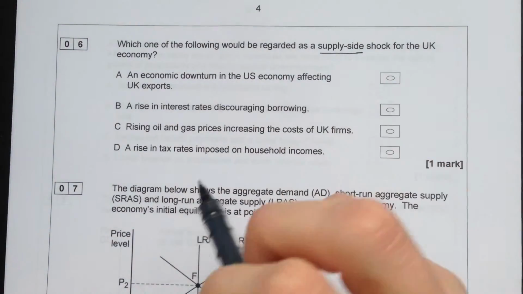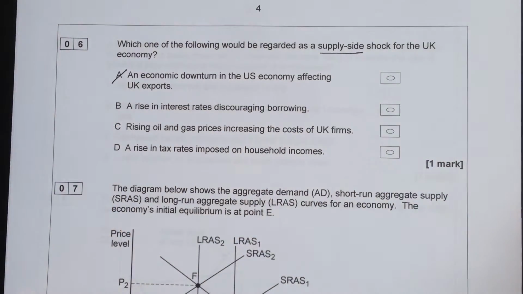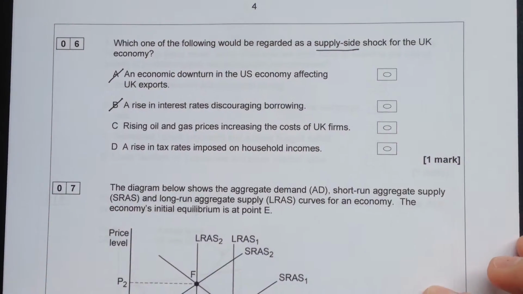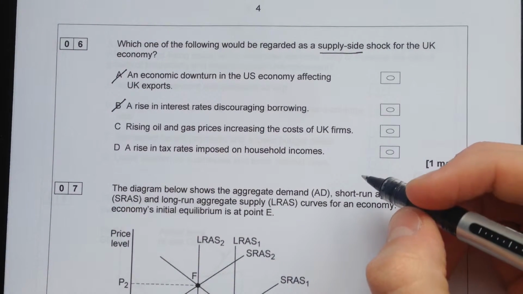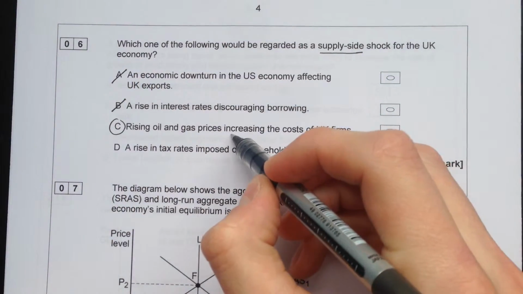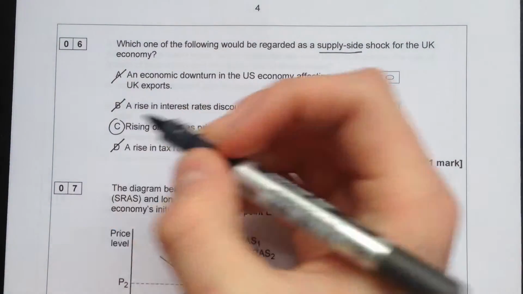A, an economic downturn in the US economy affecting exports. It won't be that because that will affect AD. B, a rise in interest rates discouraging borrowing. Won't be that because that again affects AD. C, a rise in oil and gas prices increasing the cost of UK firms. This is the answer, because if something's increasing the cost, UK firms will be less willing to supply the goods. So that means that SRAS will shift to the left. And it's not D either.